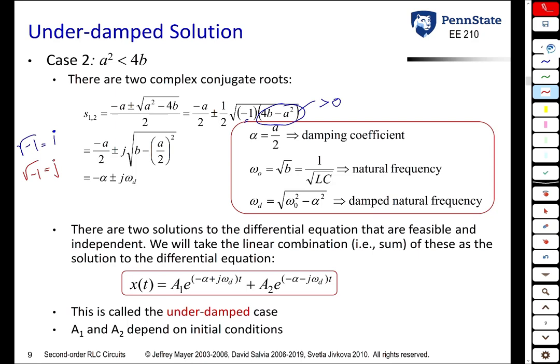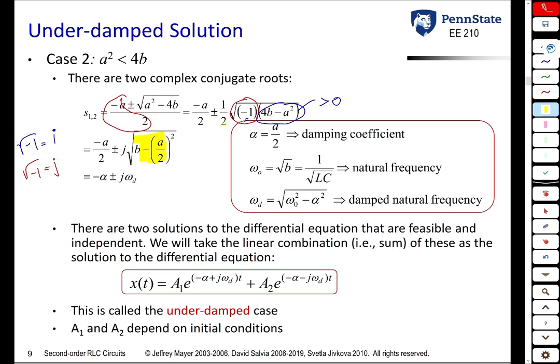So the two roots are now going to have the form minus a over 2 plus or minus j, which was the square root of negative 1, times the square root of b minus (a over 2) quantity squared. Basically, how I get this term is I take this 2 here and stick it back inside the radical as a 4. We can write the solution as a over 2, and we're going to call that a new variable alpha. We're going to call that the damping coefficient, also called an attenuation constant.